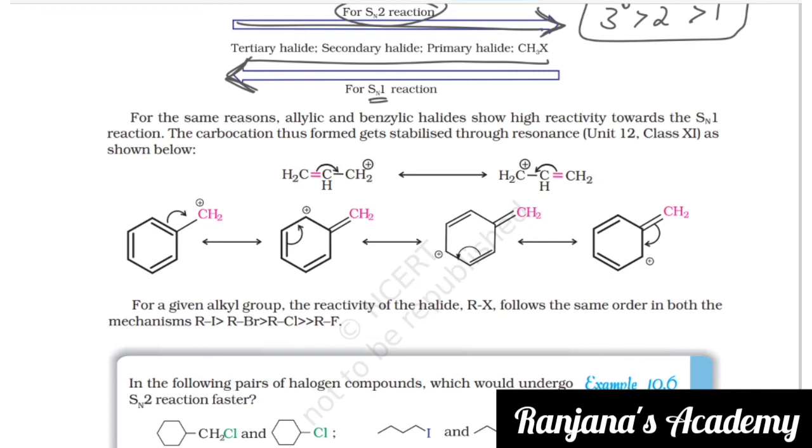For the same reasons, allylic and benzylic halides show high reactivity towards Sn1 reaction. The carbocation thus formed gets stabilized through resonance. You get a carbocation which is going to be formed. Now we are going to see how it gets stabilized through resonance. One electron jumps here to get stability, so this double bond is being formed in the next diagram. You can see the double bond over here.